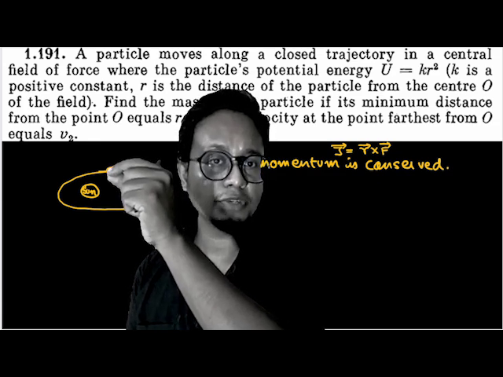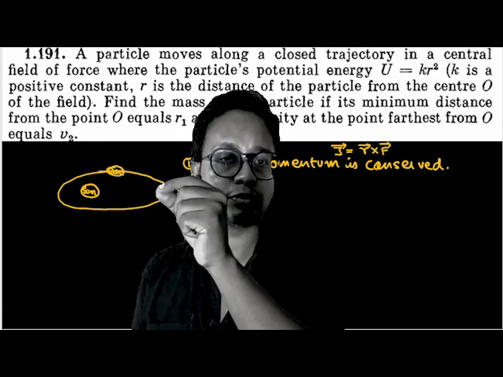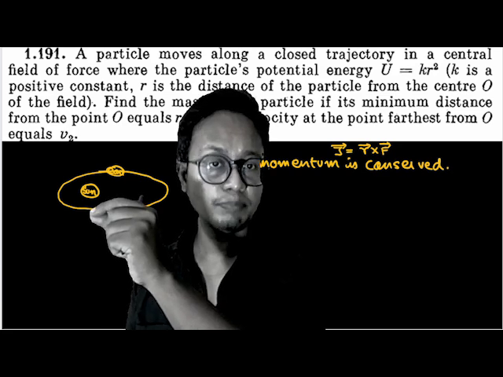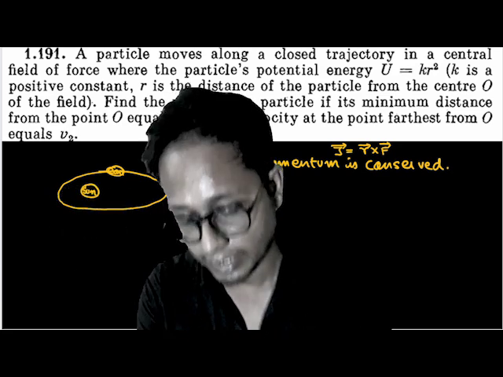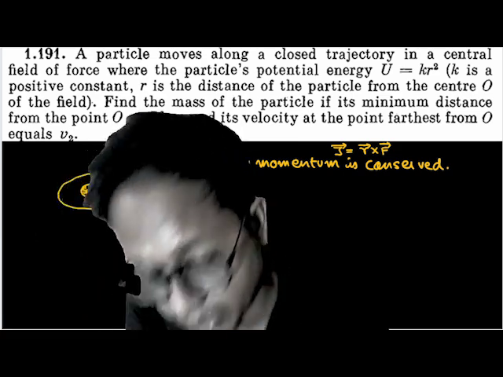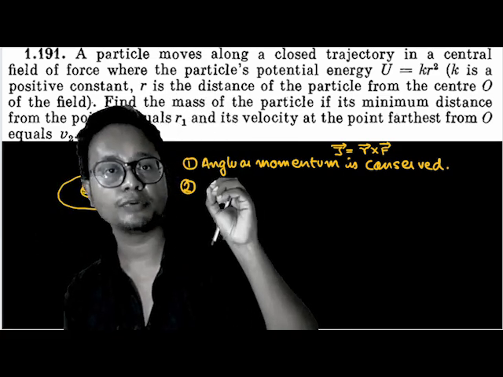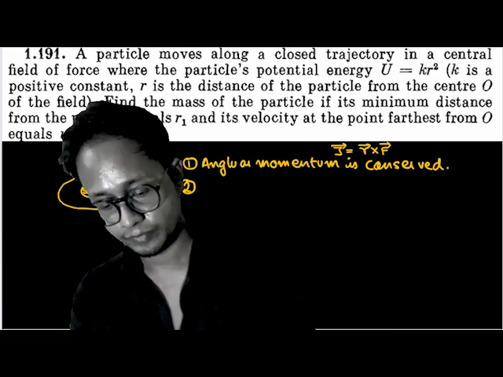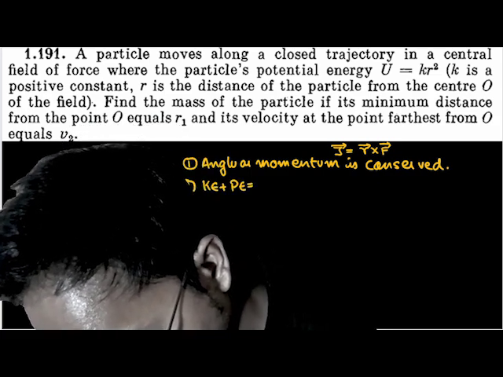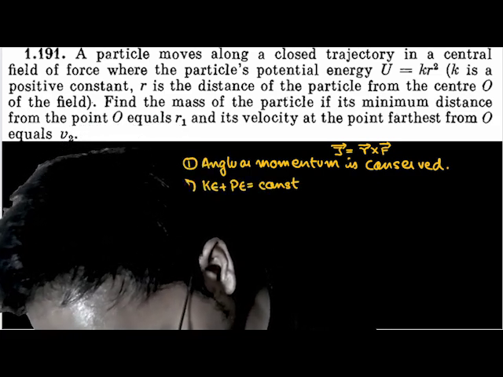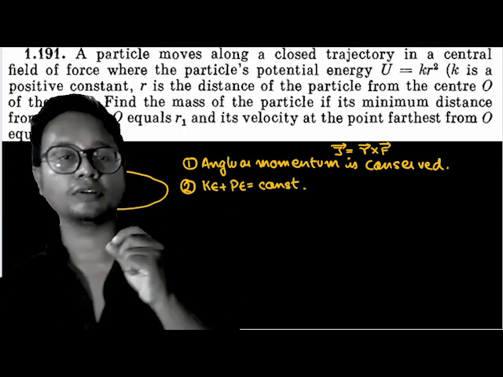That means kinetic energy plus potential energy out here is equal to kinetic energy plus potential energy out here, and so on at every point. If all the forces acting on the particle are conservative in nature, kinetic energy plus potential energy is always conserved. So using these two principles, I'll solve this question.